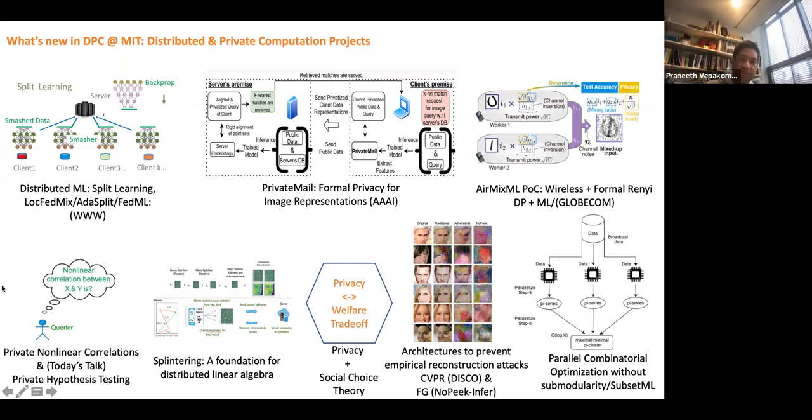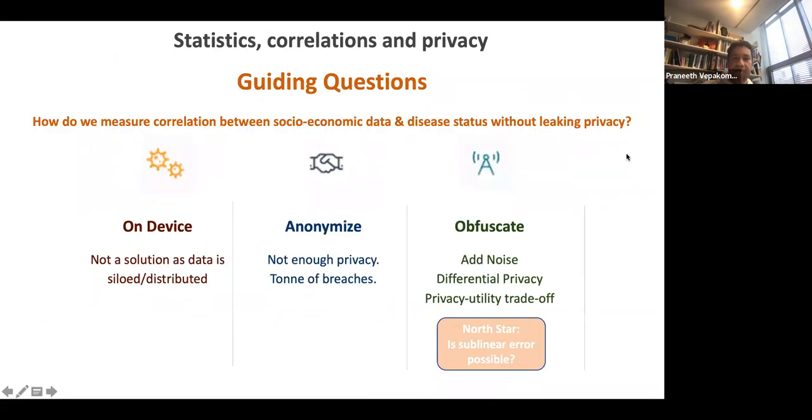Today's talk is the bottom left one, which is more the intersection of statistics, of how we could measure correlations between data sets with privacy guarantees. You could also extend it, I guess, for doing hypothesis testing with privacy, and so on and so forth. We've come up with some architectures to do purely empirical work to prevent reconstruction attacks on images, while still being able to squeeze some utility out of the representations you're sharing, and so on and so forth.